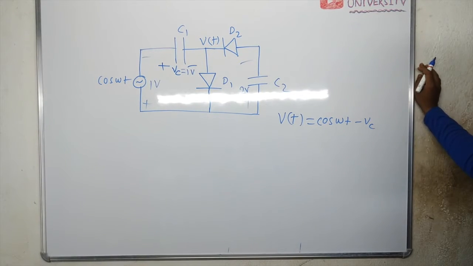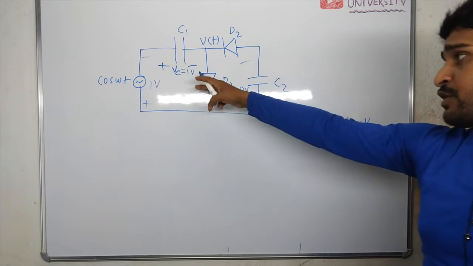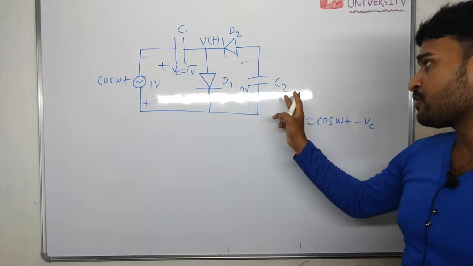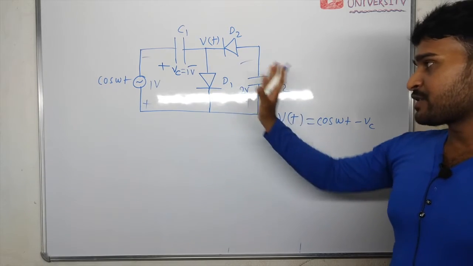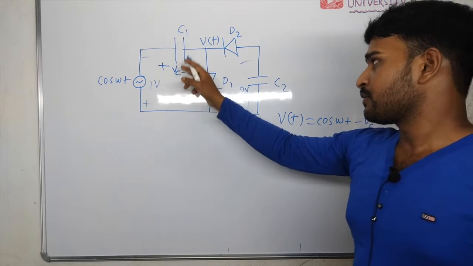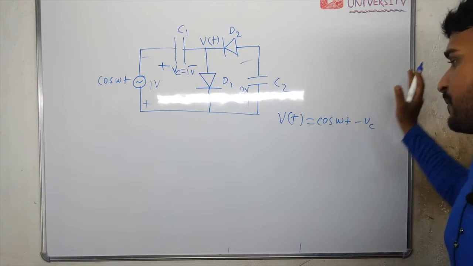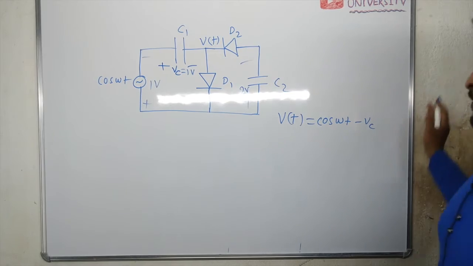And once these two capacitors reach their maximum values, C1 up to 1 volt and C2 up to 2 volt, then the voltage across the capacitors will be fixed because there is no discharge path. So their VC1 and VC2 values will be fixed forever. So they will not change because there is no discharge path.